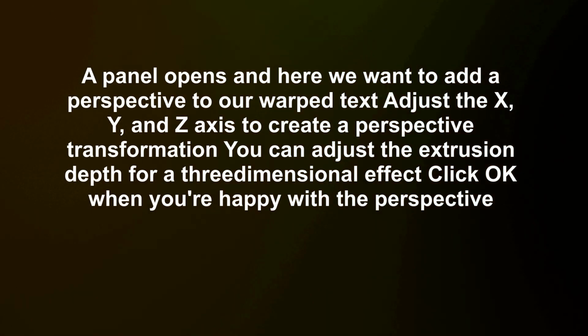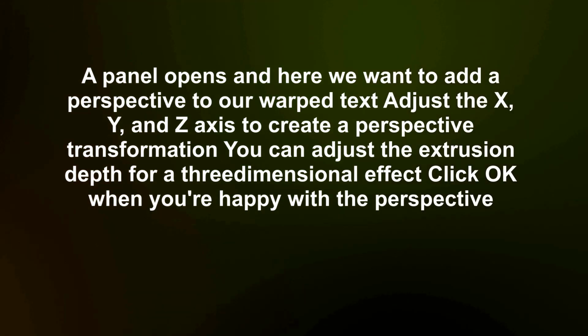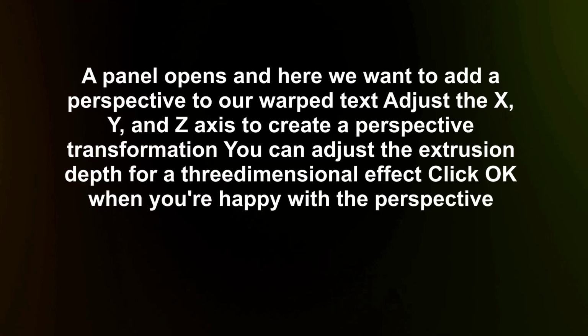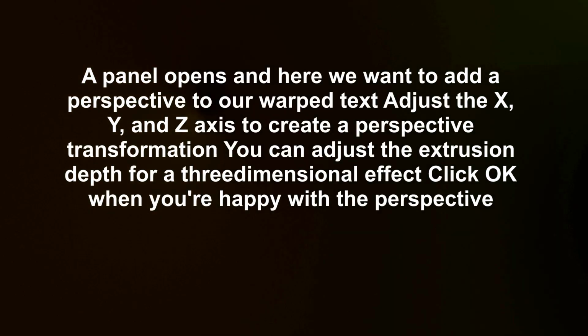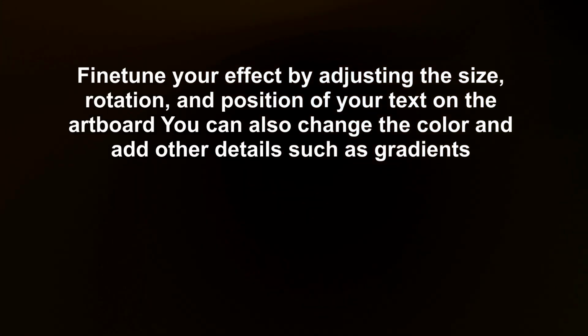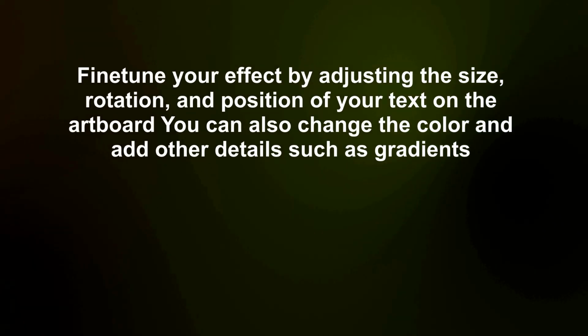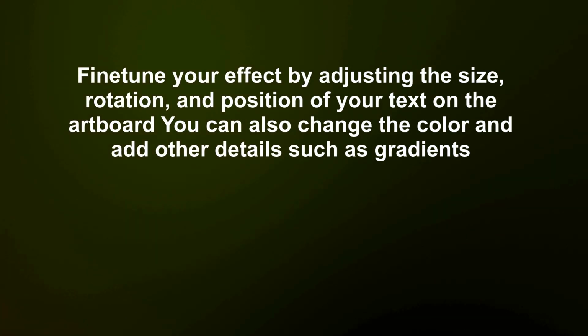Adjust the X, Y, and Z axis to create a perspective transformation. You can adjust the extrusion depth for a three-dimensional effect. Click OK when you're happy with the perspective. Fine-tune your effect by adjusting the size, rotation, and position of your text on the artboard. You can also change the color and add other details such as gradients.